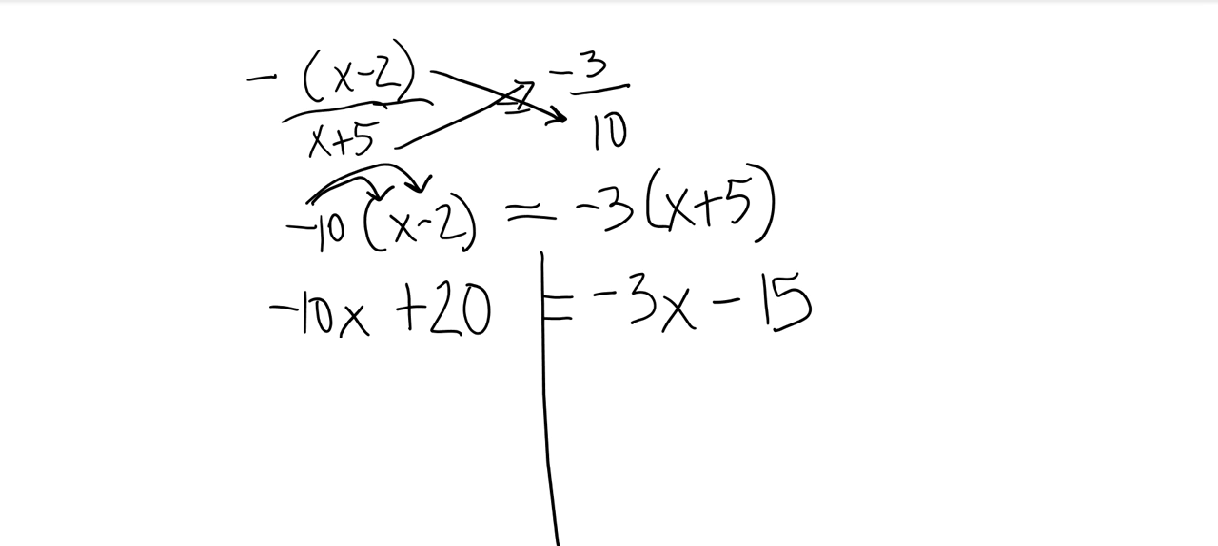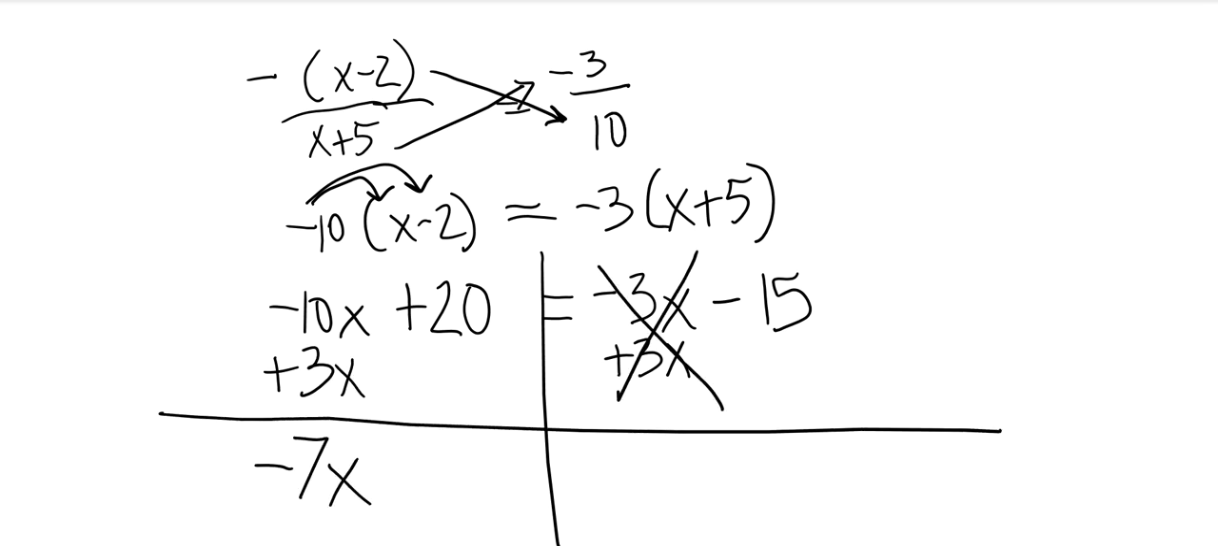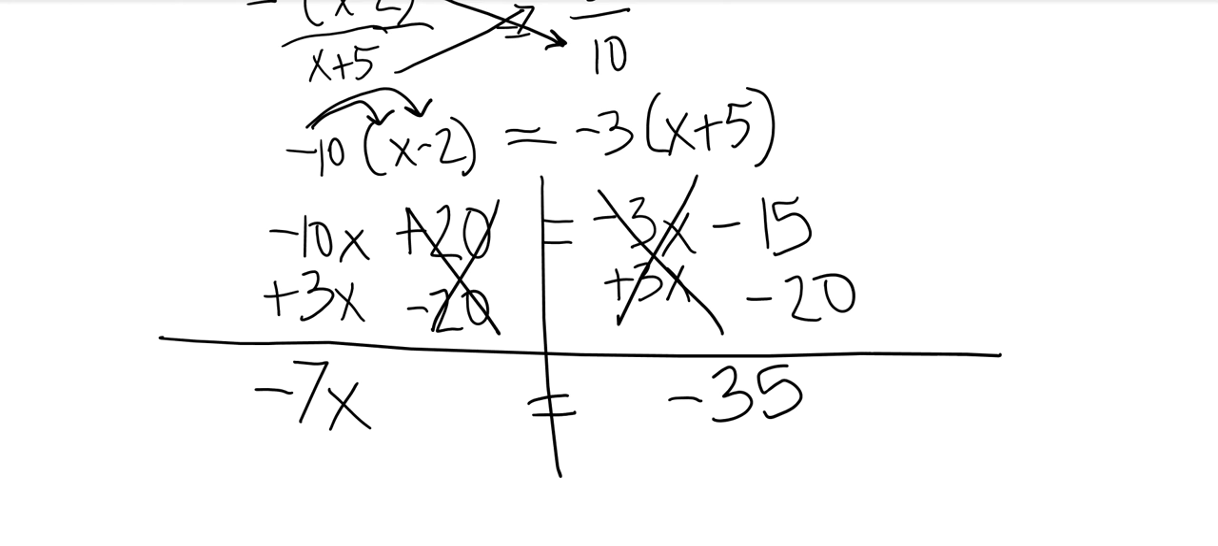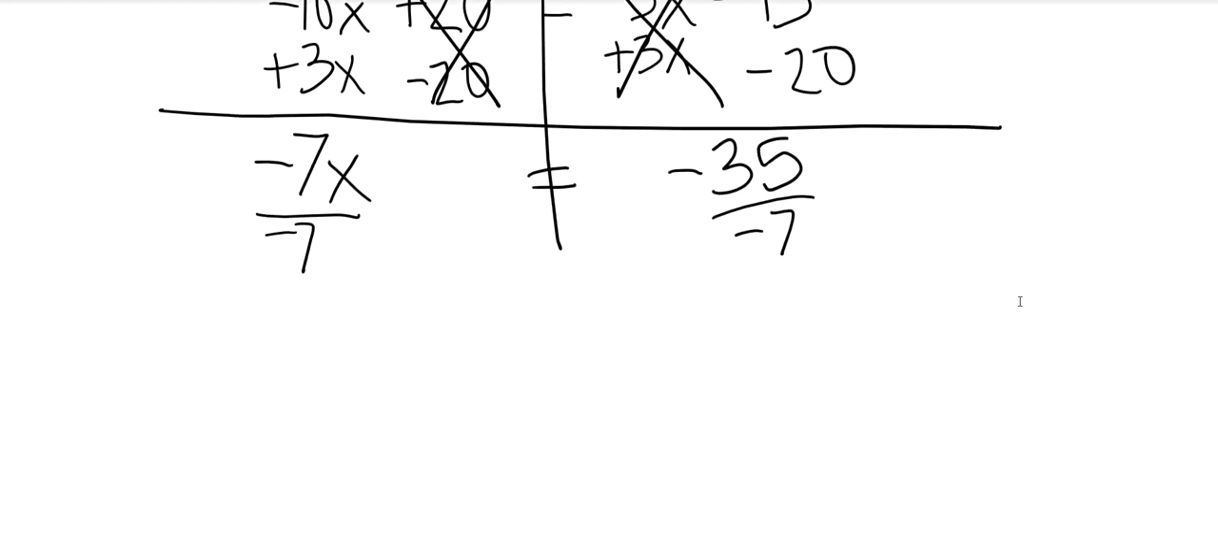Get your variables to one side of the equal sign and your constant to the other side of the equal sign. So I can either add 10x or add 3x depending on which side I want my variable on. If I add 3x to both sides, that's moving the variables to the left and making it negative 7x. And then I can subtract 20 from both sides, moving my constant to the right, making it negative 35. And if I know that negative 7x has to equal negative 35, I can divide both sides by negative 7 to get x by itself. Therefore, x must equal 5.